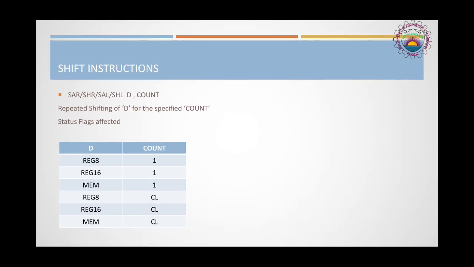Now we are going to discuss shift instructions. There are 4 shift operations: logical left shift, arithmetic left shift, logical right shift, and arithmetic right shift. In the instruction format there are 2 operands. The first operand is the operand on which we have to perform shifting, and the second operand has the count, and the combinations of D and count are shown in the table. These are the same combinations we have seen for rotate operations.